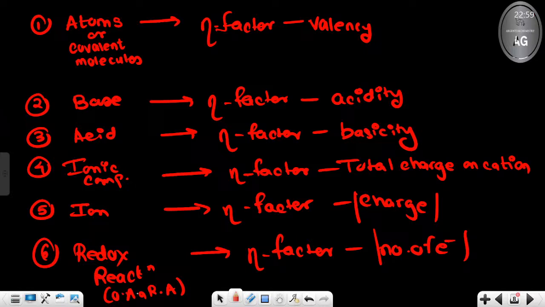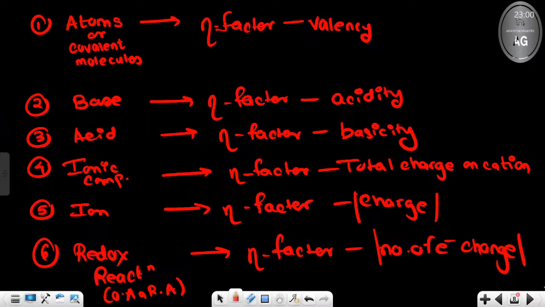Oxidizing agent, reducing agent, if it is given KMnO4, what will you do? You have to first see what medium it is given, and accordingly you have to find it out. So if it is a redox reaction, oxidizing agent or reducing agent, then n factor will be the number of electron change. Okay, I did not mention that, sorry. Number of electron change, very very important.